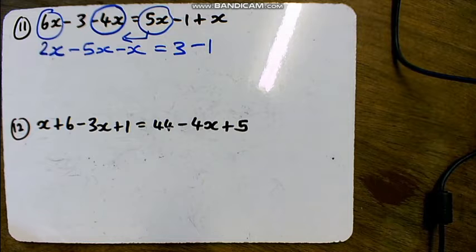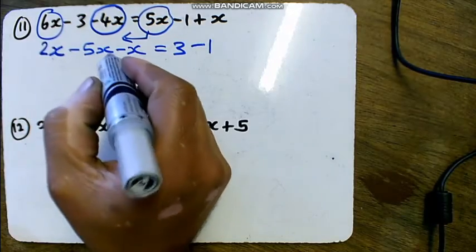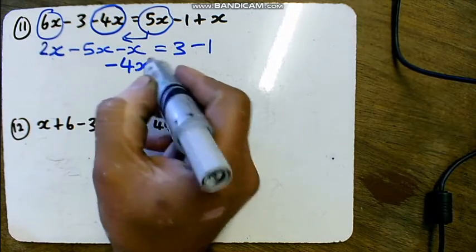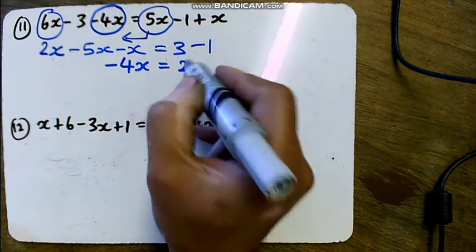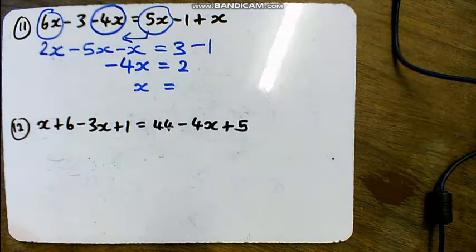What will that give us? On the left hand side, 2x minus 5x minus x. How much will you get, class? Minus 4x. Your maths is terrible. Okay. 3 minus 2. Punch it in. 2. Divide both sides by minus 4.